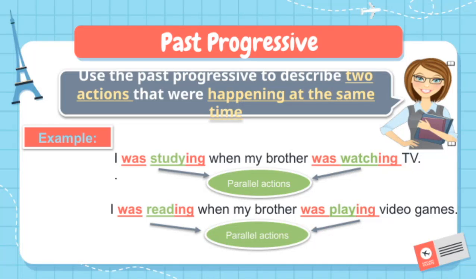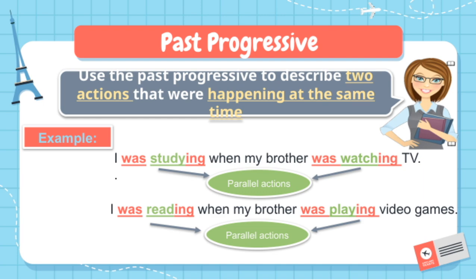Now, let's look at how we describe two actions happening at the same time using the past progressive tense. For example, I was reading when my brother was playing video games. This shows that both actions were happening simultaneously in the past. Another example is, I was studying when my brother was watching TV.